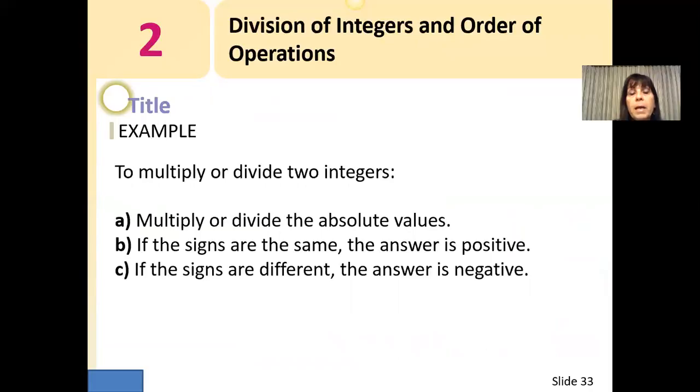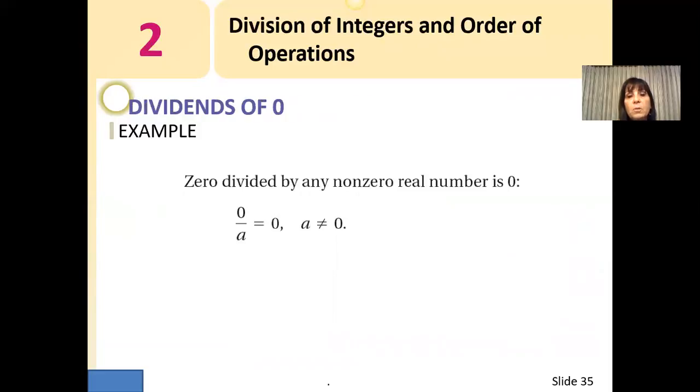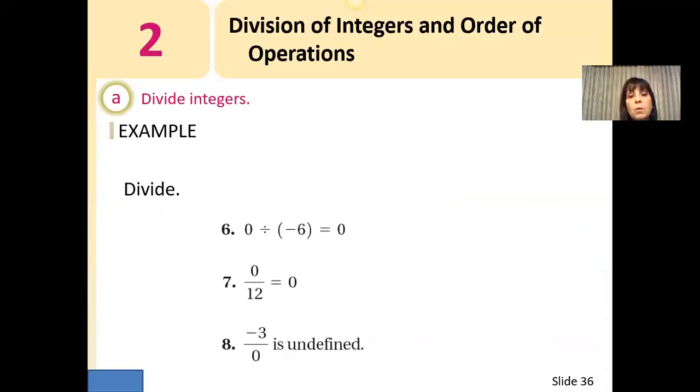So again, multiplying rules are the same for dividing. So multiplying and dividing have the same two rules, which are to multiply or divide the numbers, and then the sign of the answer will be determined whether the two signs are the same or whether the two signs are different. Okay, if they're the same, the answer is positive, and if they're different, the answer is going to be negative. Again, division by 0 is not defined. We call this an undefined answer. 0 in the numerator is fine as long as the denominator is not also 0.